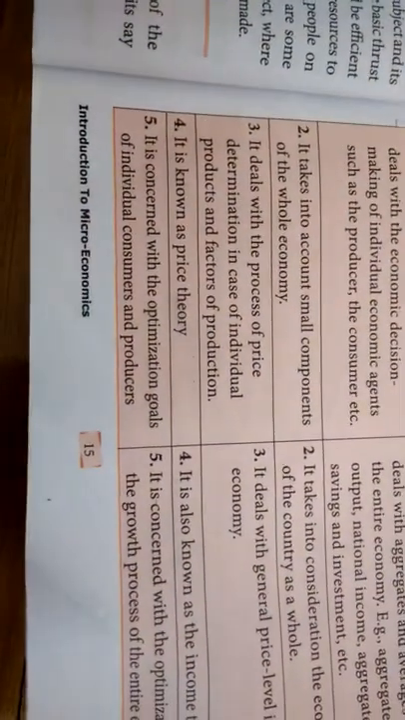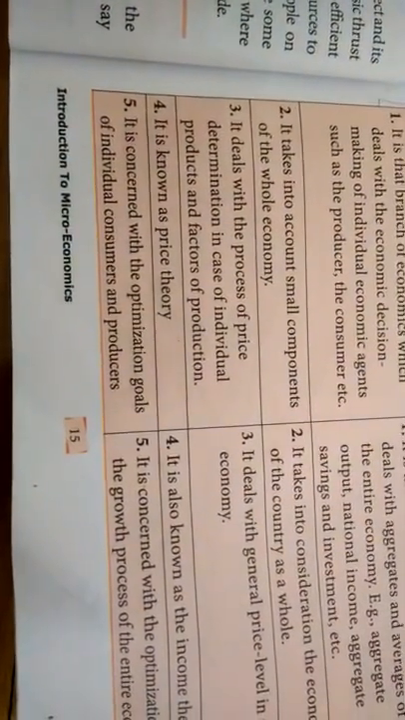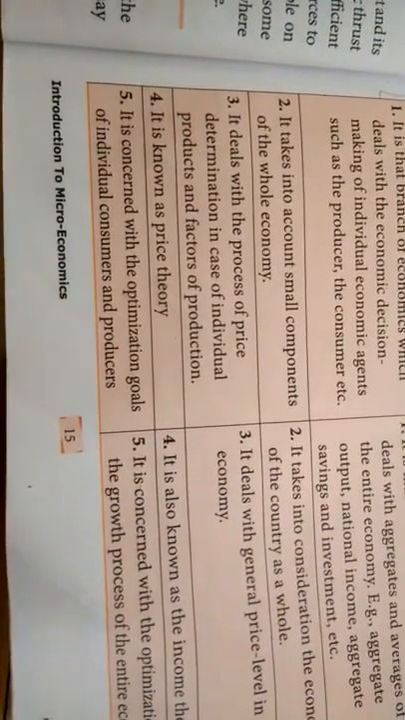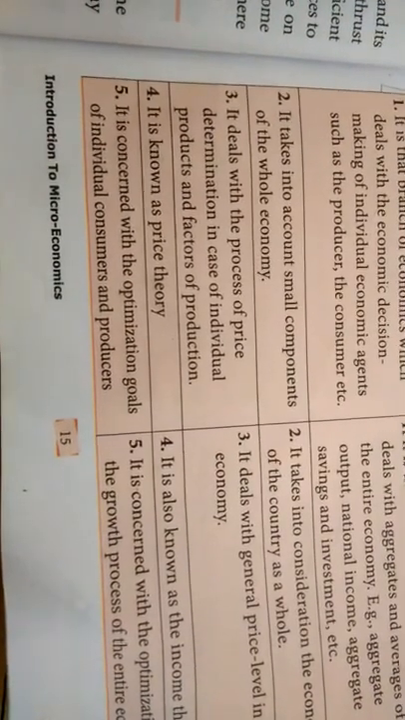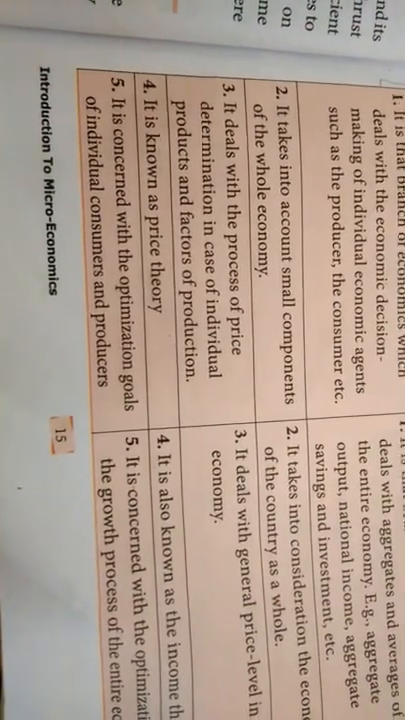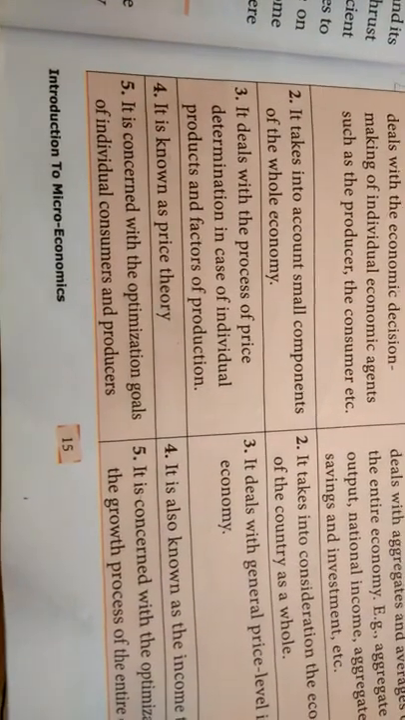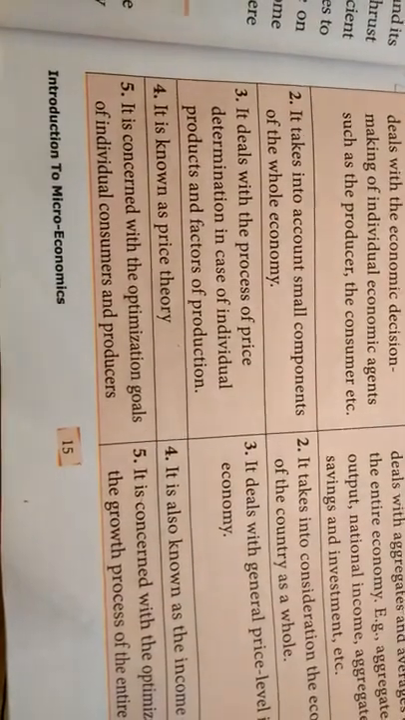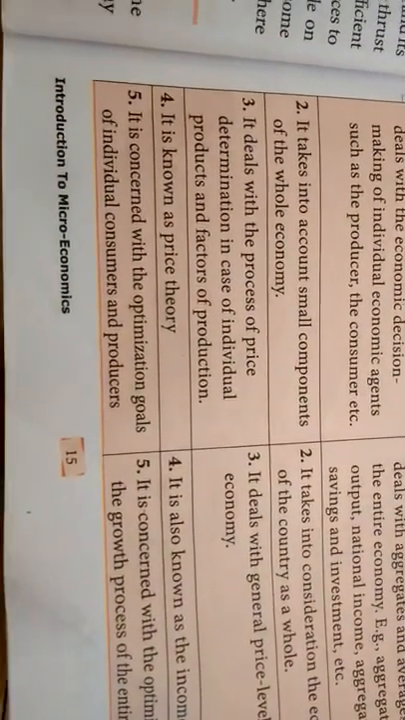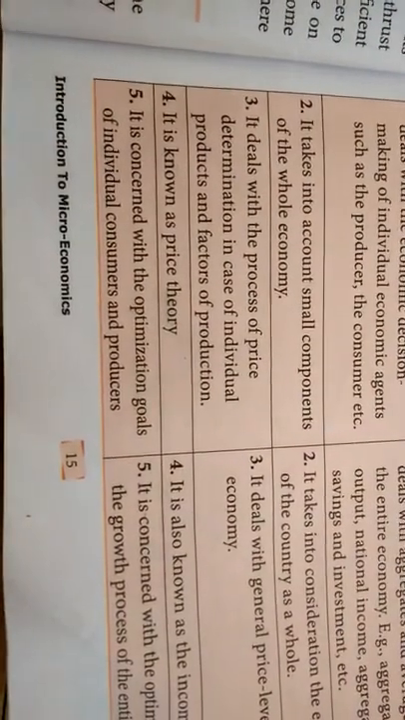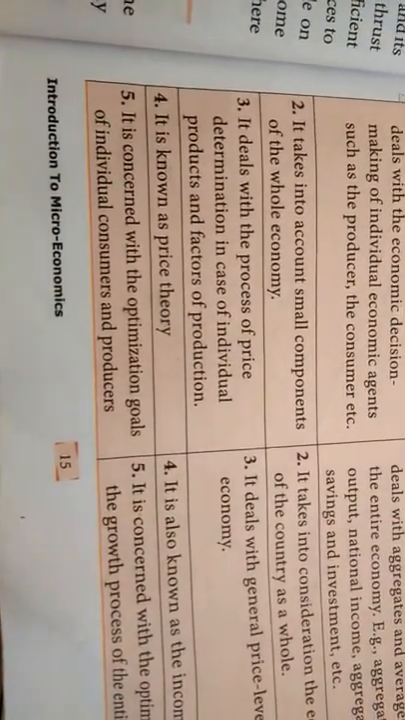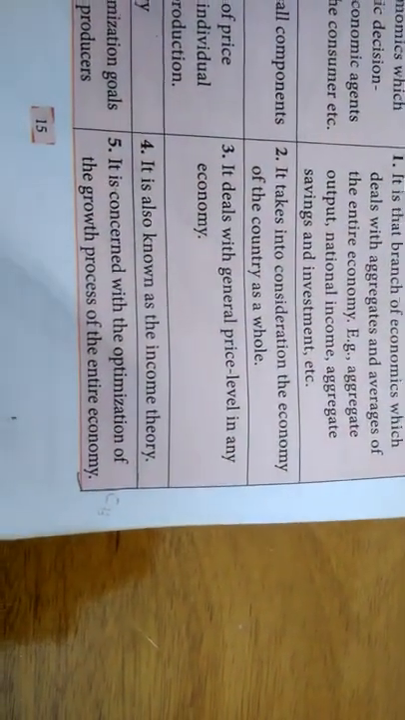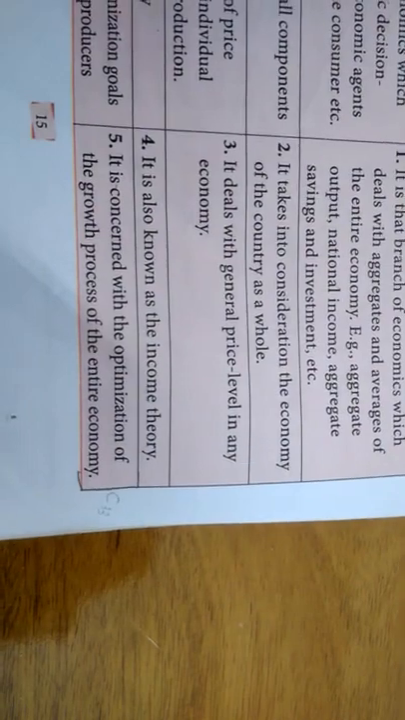So next, microeconomics is concerned with the optimization goals of individual consumers and producers. Optimization of goals means the producers and the consumers must be having satisfaction. How the individual producers and consumers will reach the equilibrium situation is explained by microeconomics. Next, macroeconomics is concerned with the optimization of the growth process of the entire economy.